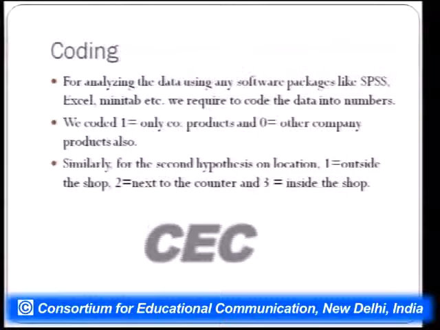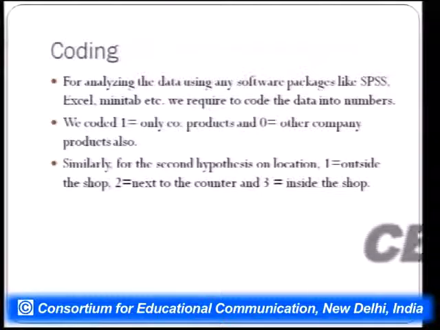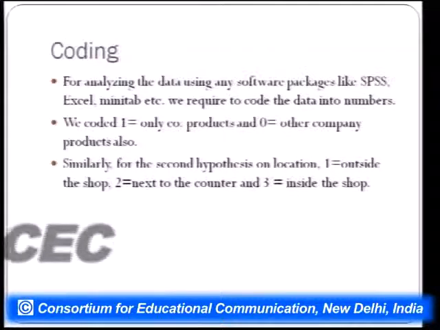Similarly, for the second hypothesis of location, we can keep 1 for outside location, 2 for next to the counter, and 3 inside the shop. So depending upon what is the actual location of the VISI cooler in the shop, we will code either 1, 2 or 3 for that particular VISI cooler location in the shop. So in this manner, whatever data we collect, we will give some coding to that data.